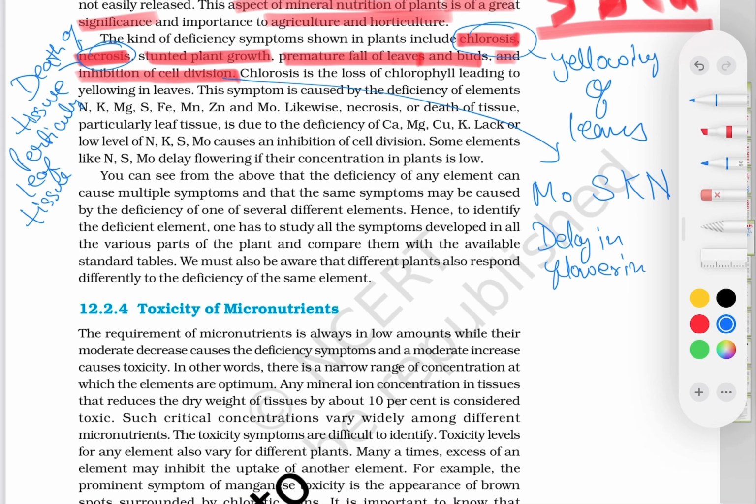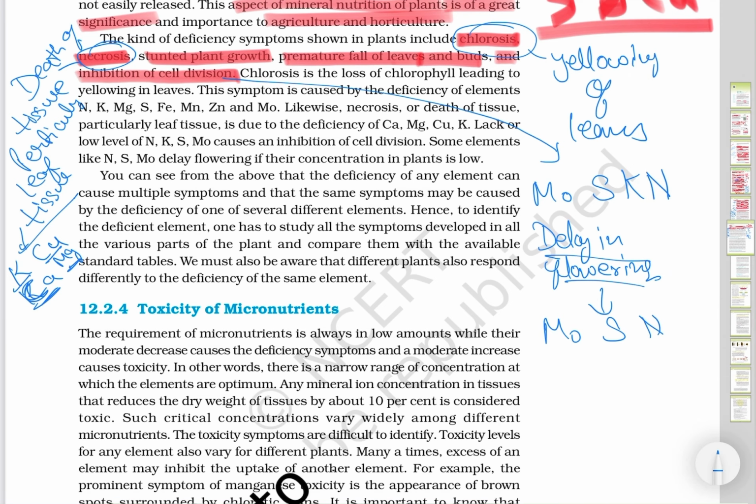Necrosis is due to Ca, K, Mg, Cu, which you can remember as kaku kamak. Chlorosis is due to Fe, K, S, N, Mn, Zn, Mg, Mo. These are the elements responsible for chlorosis. You can remember it like this: FKSN MN ZN MGMO. Inhibition of cell division is due to MOSKN, which you can remember as Muskan, and delay in flowering is due to MOSN. And death of tissue, particularly leaf tissue, is kaku kamak.